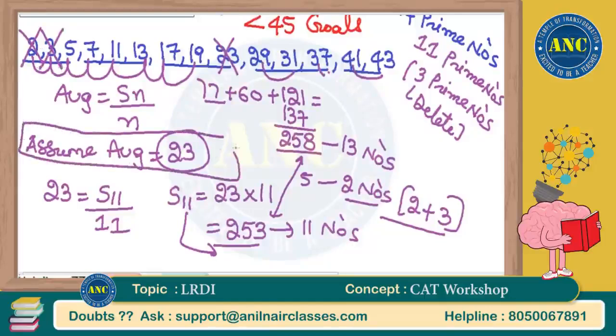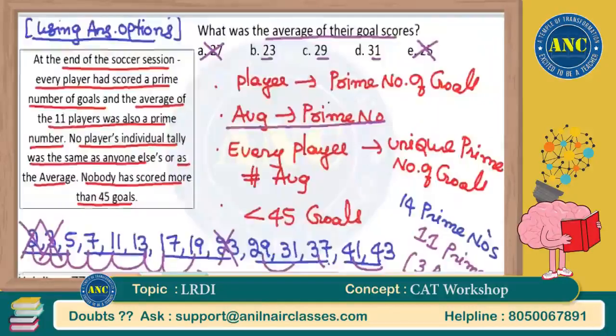Even though I am taking an assumption, that assumption is coming out to be fact because the sum of 13 numbers is coming out to be 258 and 11 numbers is coming out to be 253. The difference is 5. 5 is nothing but 2 plus 3. I hope it is clear. Average is 23. Right? You might also check, Anil sir, can I cross check with other values? Please go ahead and cross check with 29 and 31.